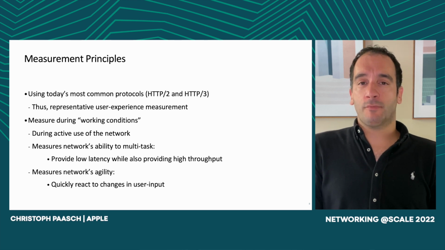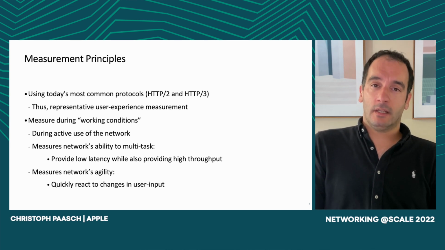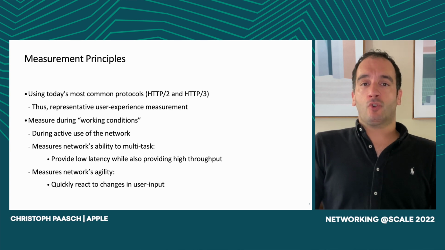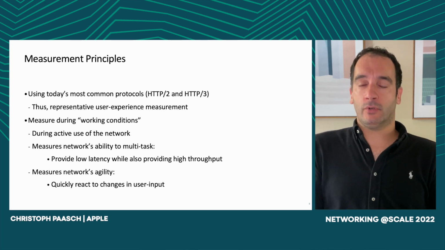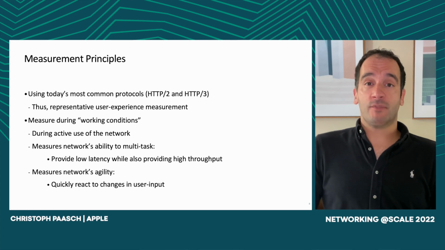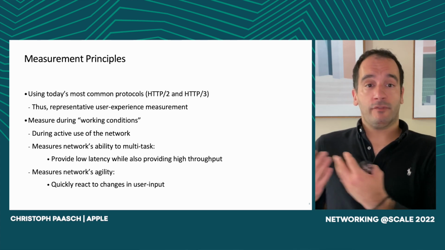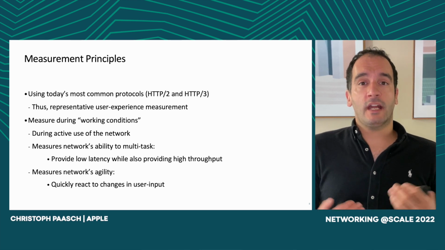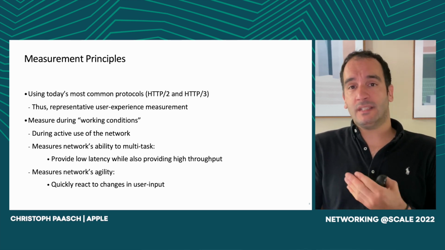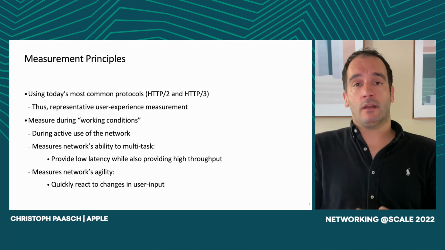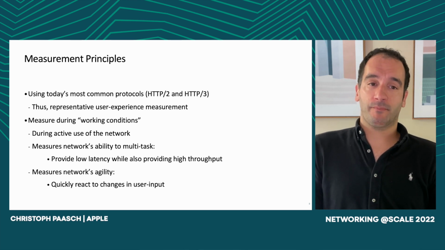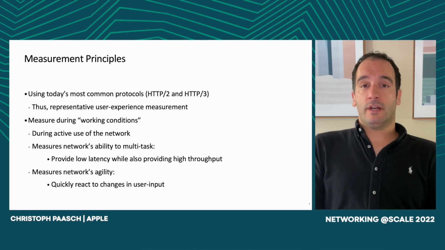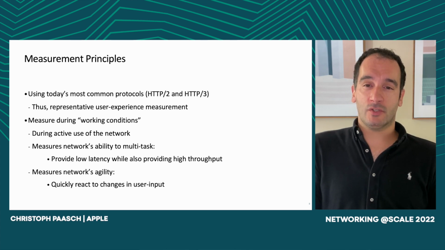It also allows to measure the network's agility. Is the network able to quickly react to user input? For example, if I'm streaming a movie and in the middle of the streaming session I decide to skip ahead by a few seconds, will the network be able to quickly provide me this data to immediately skip ahead in the movie? So those are the measurement principles that we believe are important for responsiveness under working conditions.